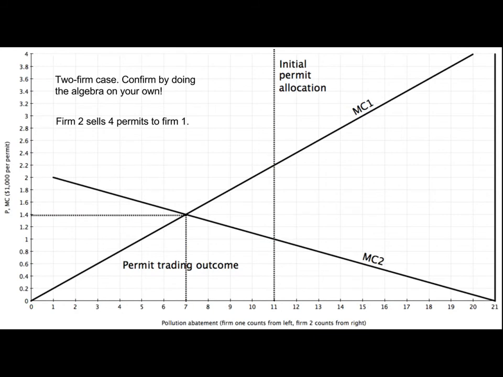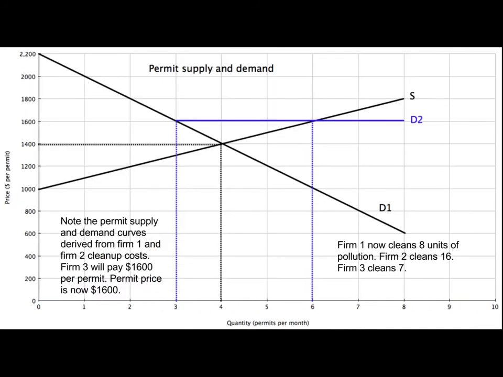Well, I can reorganize that information. This information comes from the marginal cost of cleanup for firm one and firm two, counting firm one from the left going to the right, counting firm two from the right going left. I can reorganize this information into supply and demand for permits. Firm one's demand for permits is just derived from their marginal cost function. Go back to the previous slide if you want to see how that's done. Firm 2's supply is also derived from their marginal cost of cleanup function, and supply and demand initially, before there's firm 3, clear at $1,400 per permit, 4 permits sold.